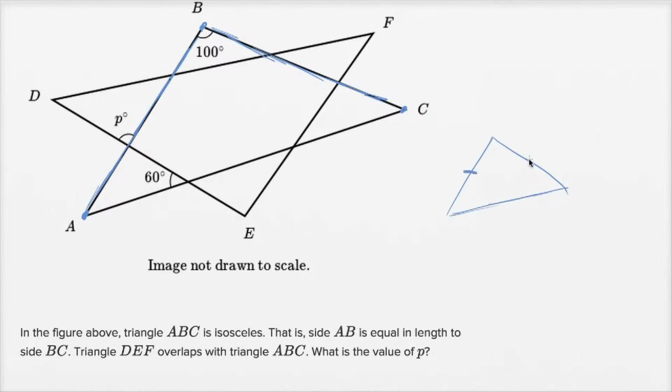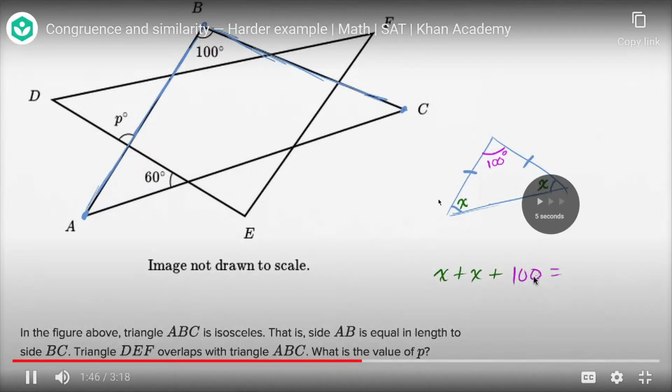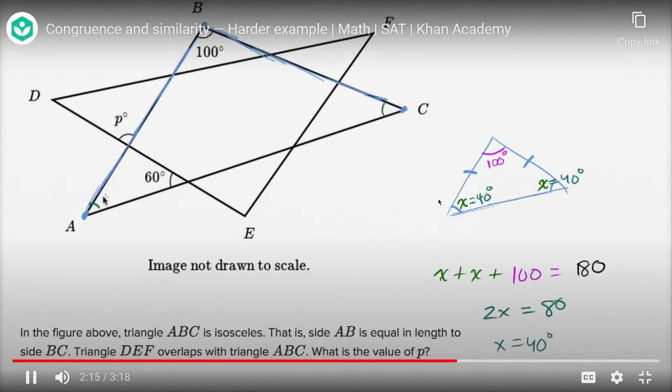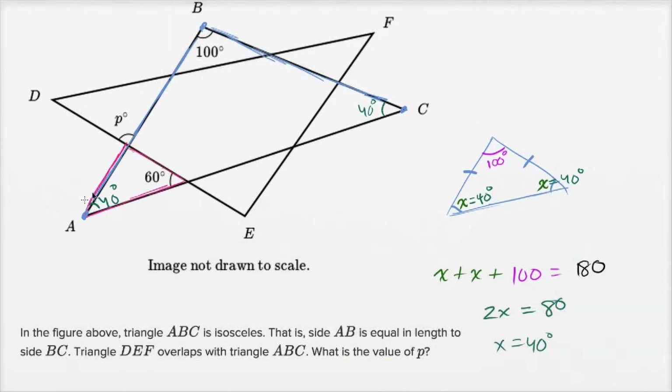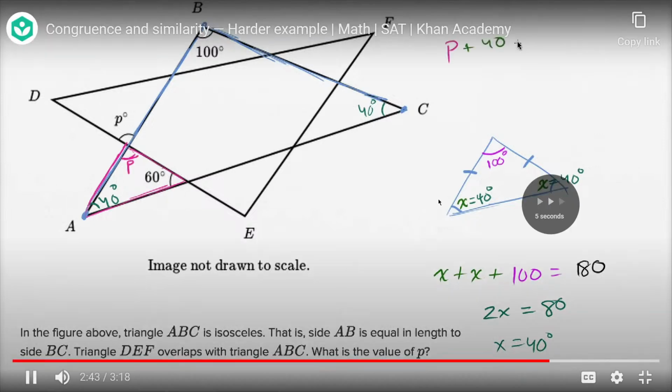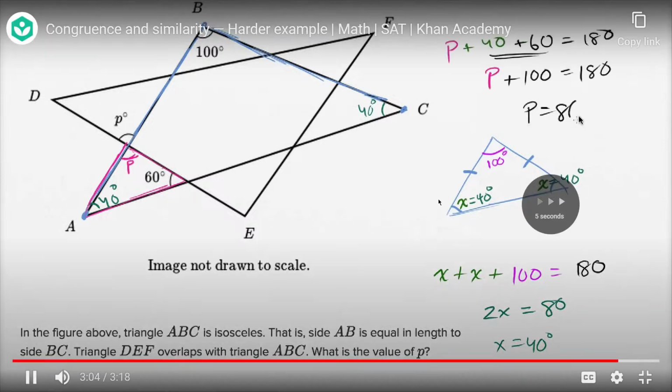In an isosceles triangle, if these two sides are congruent, then these base angles are going to be congruent. And they already tell us that this angle up here is 100 degrees. And we know that all the interior angles of a triangle add up to 180 degrees. So if we call this x degrees and this is x degrees, then x plus 100 plus x is 180. This little small triangle right over here, once again, the interior angles of a triangle add up to 180 degrees. So the value of P is 80.